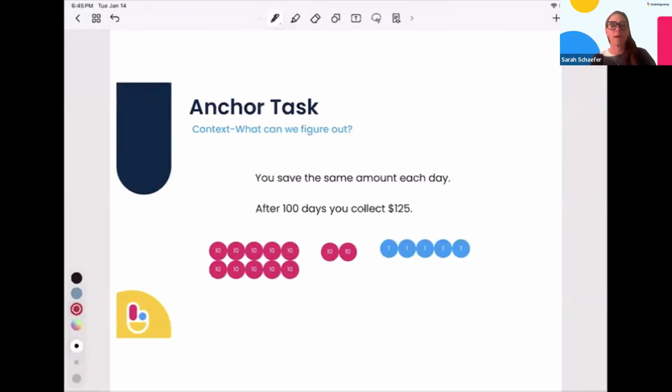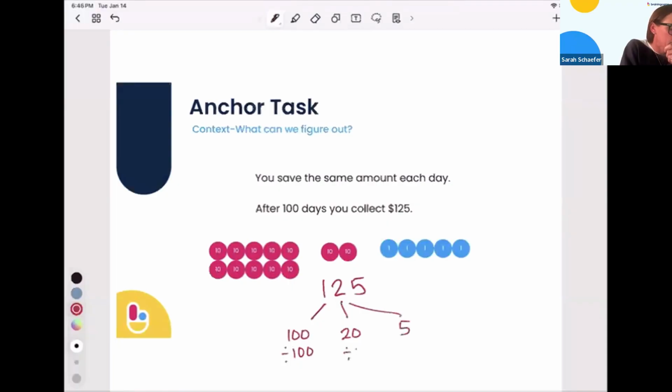Maybe first think about, is it friendly to divide the 100 by 100? What about the 2 10s, the 20, or the 5 1s? And if not, could we use a simpler problem? Could we divide it by 10 and then divide by 10 again?